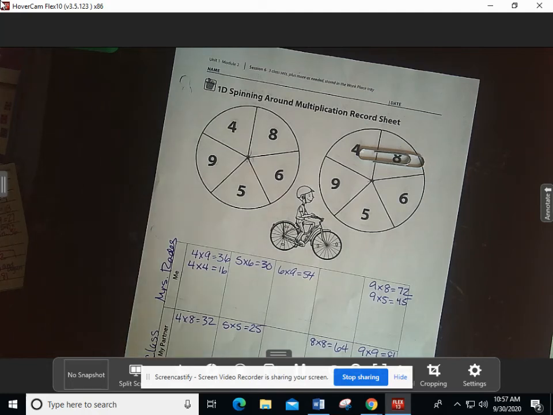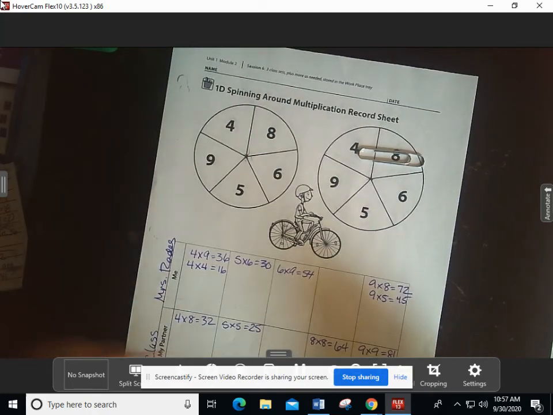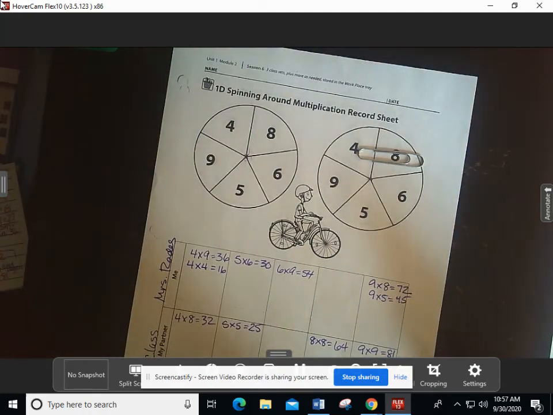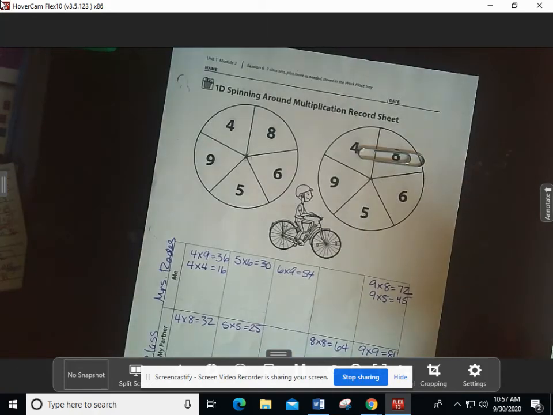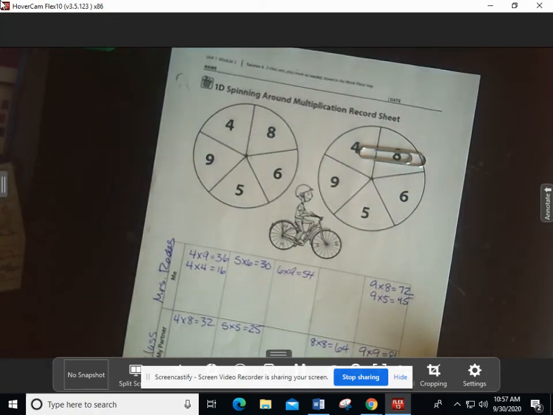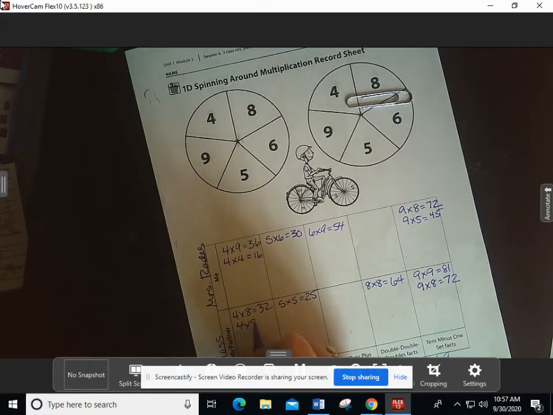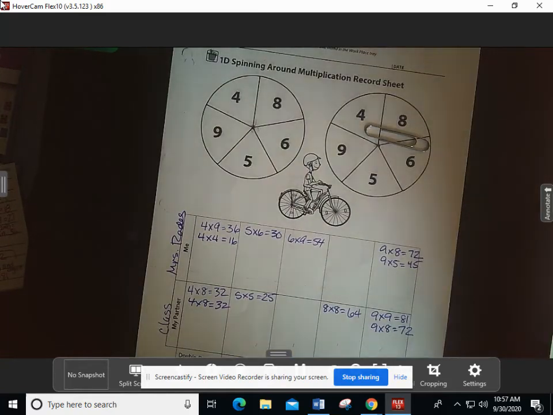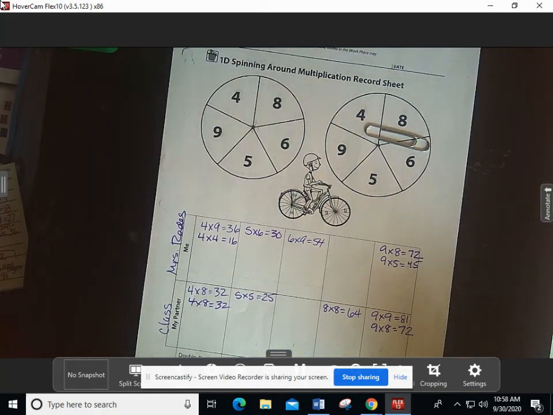What is 4 times 8? 32. So now we have to ask, who's our other math person? Millie, where are we putting it? Under the 4s or under the 8s? Under the 4. Is that where you're keeping your 4 times 8s? So now I got to spin an 8. If I spin an 8, I win.